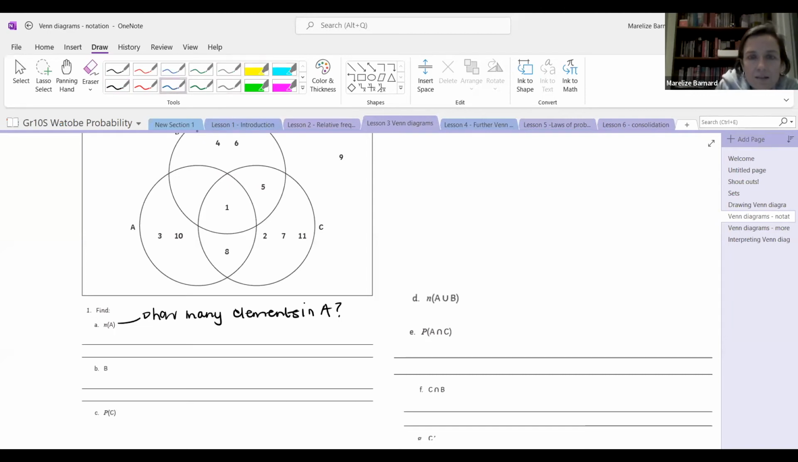Let's highlight it. There's 4. That's right. So A is over here. Even if it overlaps with another event, we still count the elements in it. So 1, 2, 3, 4.